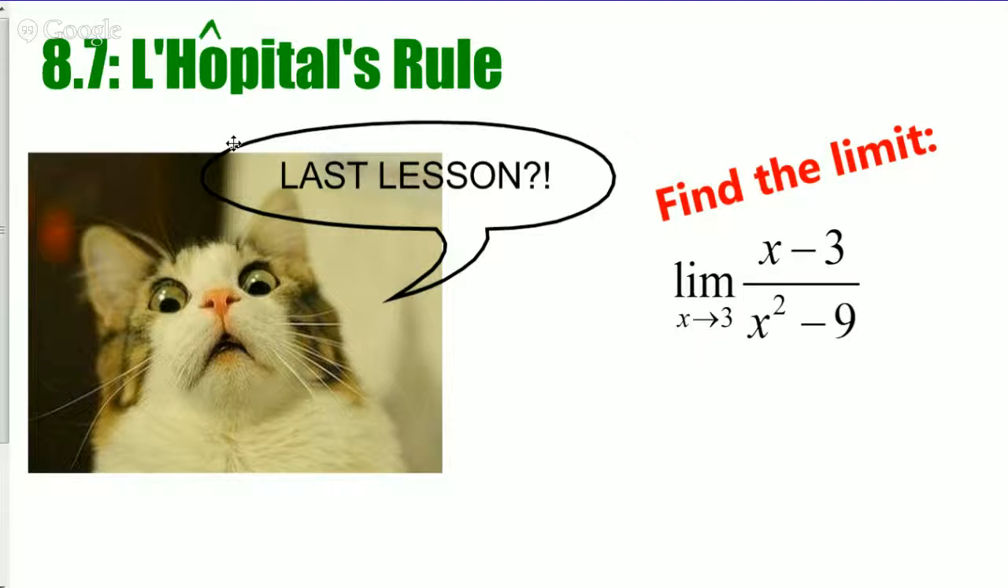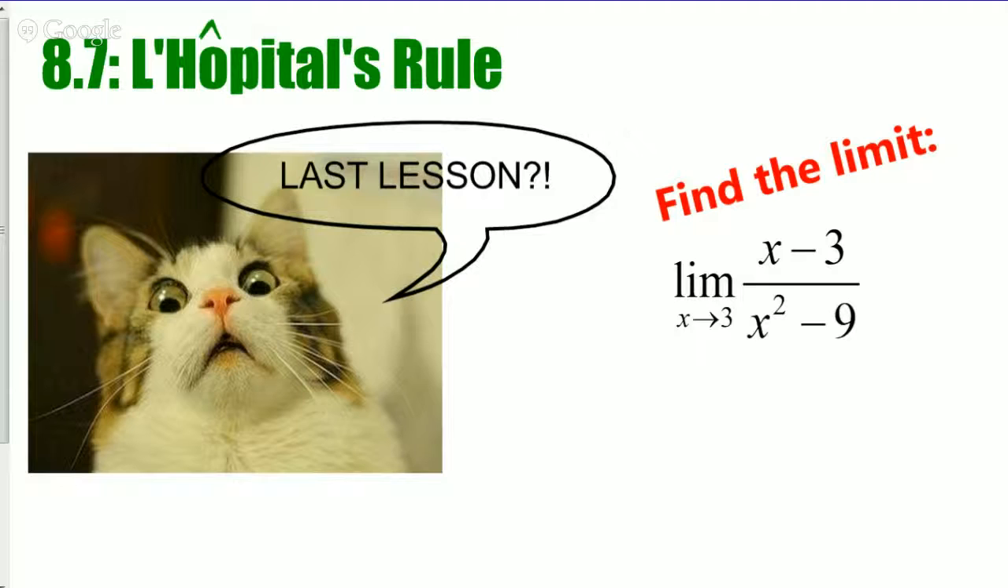What I'd like for you to do is find the limit as x approaches 3 of the quantity x minus 3 divided by x squared minus 9. So if you would pause the screen, go ahead and find that limit, and we'll see how you did. Okay, well, if you did it correctly, you should have gotten 1/6.